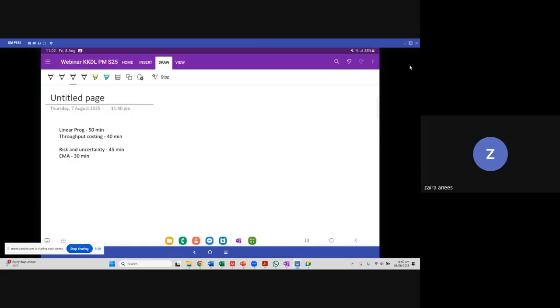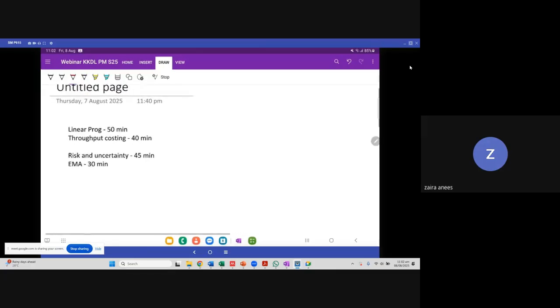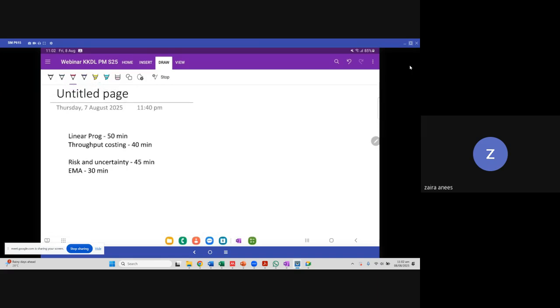So today we are going to cover these three or four areas, right? We will start with linear programming. We will do one question and a few MCQs, 2 to 3 MCQs for it. And in case we have time, we can also cover an MTQ here. Then we will move to throughput costing because this is an important calculation, and I think students are not that comfortable in throughput costing. So it's better to revise it.